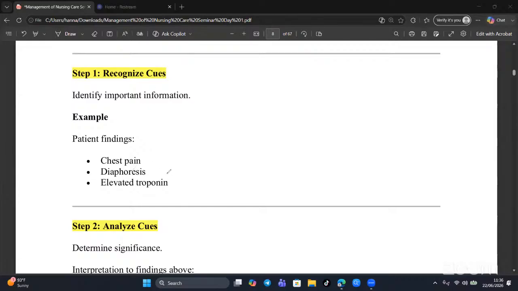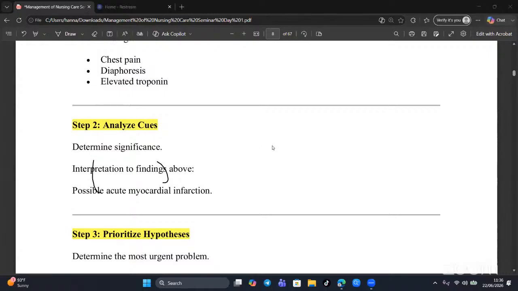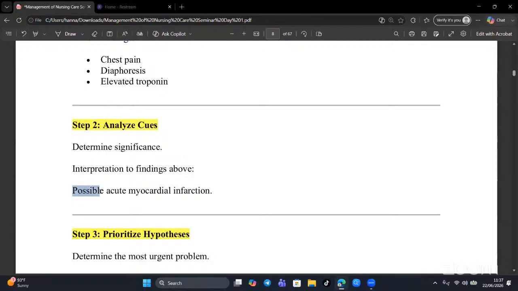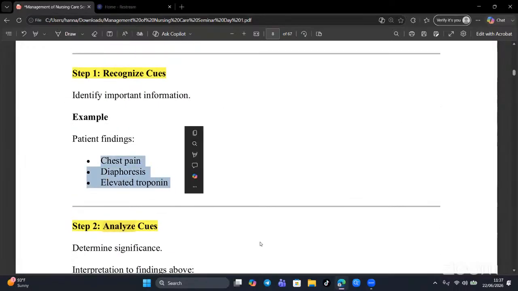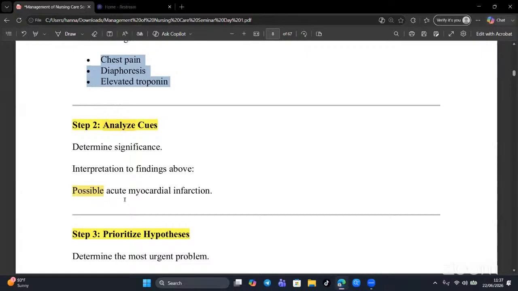Okay, yes. So now we've seen this. Let's analyze this cue. After analyzing it, you came to a conclusion that this is a possible acute myocardial infarction. The word is possible, because you are doing analysis. You are analyzing this cue. So you came with a conclusion of a possible acute myocardial infarction.